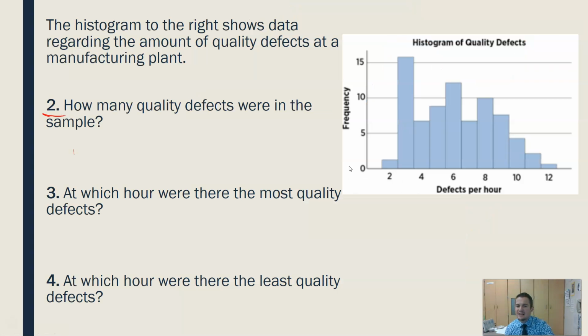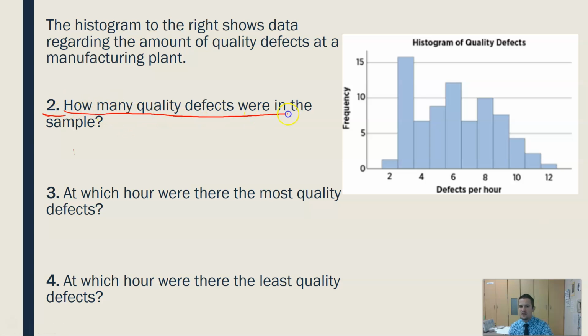So now let's look at an example of a histogram. Here it says the histogram to the right shows data regarding the amount of quality defects at a manufacturing plant. During the 12 hours in the day, so here's hour 1, 2, 3, 4, 5, 6, 7, 8, all the way through 12. At each hour in the day, they count how many quality defects they catch in their manufacturing in that hour. Say the day starts at 7 and ends at 7 at night. There's 12 hours. Every hour, they count the number of quality defects that they find in this product, whatever they're making.